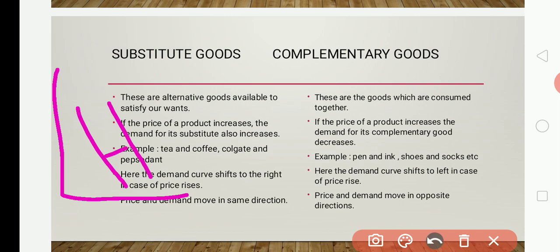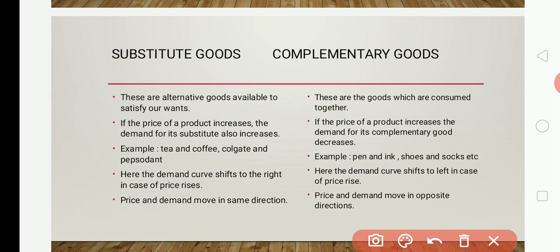The next one is complementary goods. Complementary goods are goods which are consumed together in order to accomplish a task. So here, if the price of a product increases, the demand for its complementary goods decreases. Let me tell you, pen and ink are an example, or petrol and bike are an example of complementary goods. I want to reach a certain place. I have a bike but no petrol. Can I reach the place? I cannot reach the place.